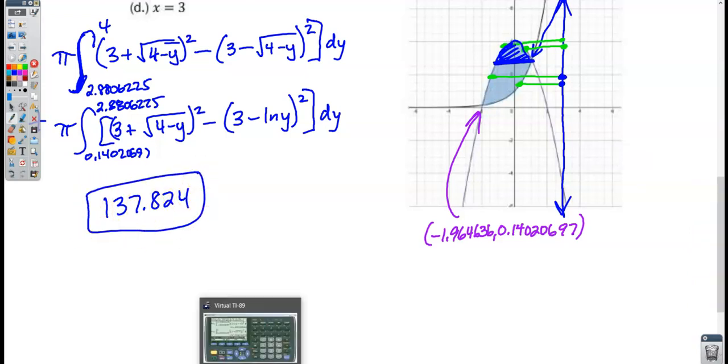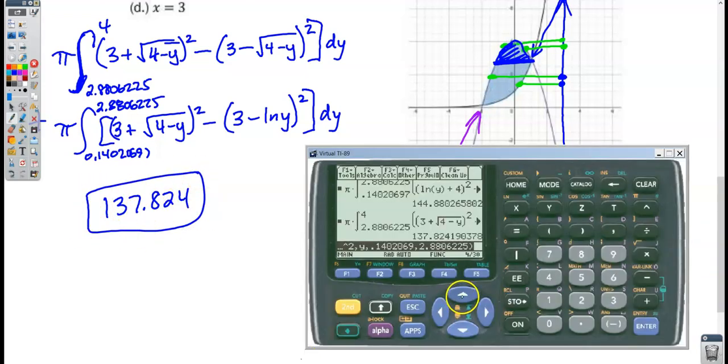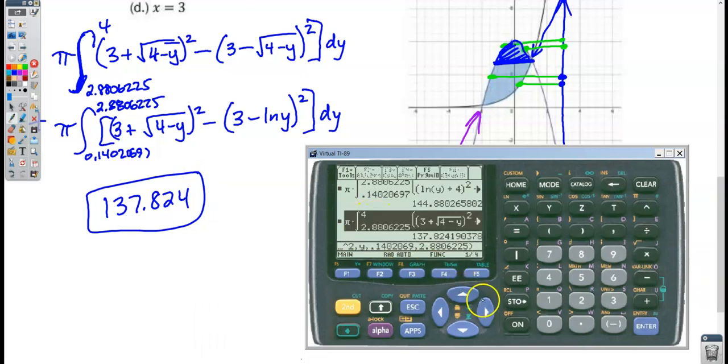And I'm going to just give myself a quick check and make sure I typed everything in correctly. Pi, integral, lower limit of integration, 3 plus square root of 4 minus y, minus 3 minus square root of 4. Okay, that one looks good. This integral looks good. So feeling pretty good about that.